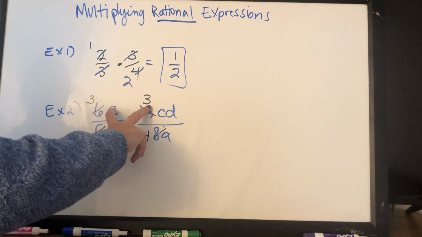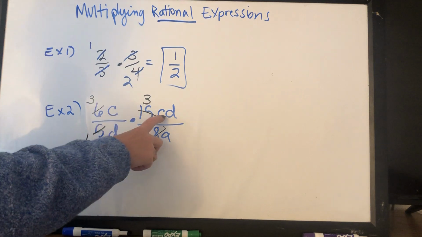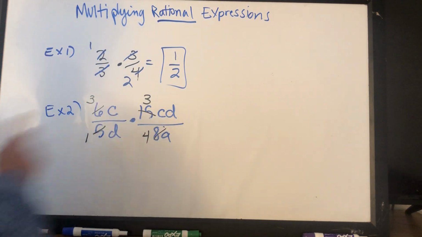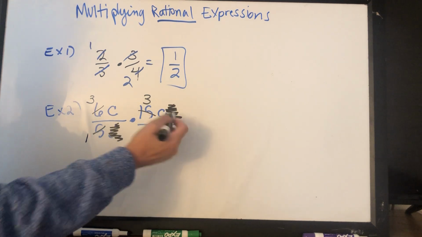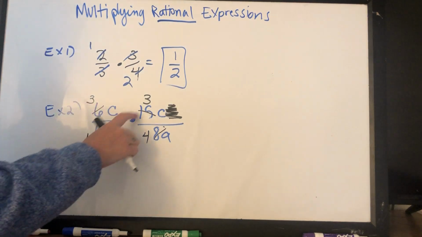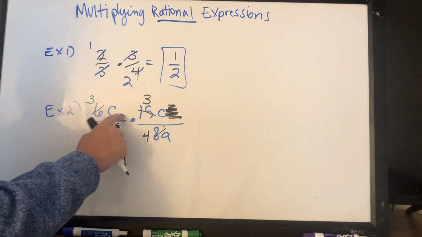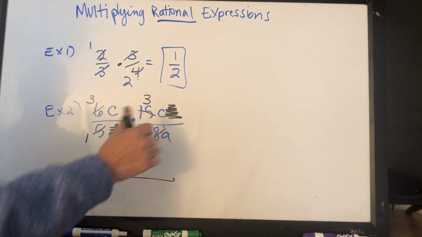Now, cannot cancel the 3's. They're both on top. Okay. Cannot cancel the c's. They're both on top. However, we can get rid of this d with that d. Okay. Now, nothing else. We've got 3 times 3 is 9. c times c is c squared. 1 times 4 is 4. 4a.